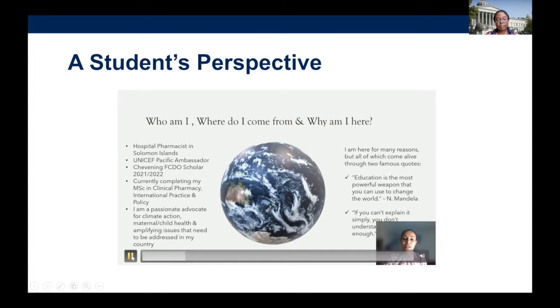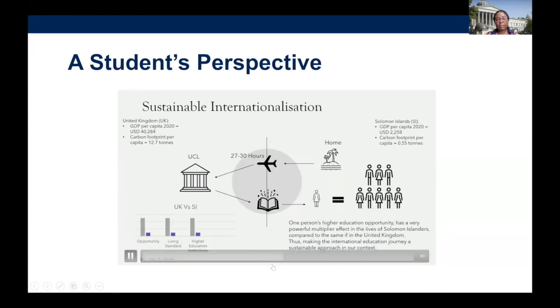Outside of my profession, I am a very passionate advocate on climate action, maternal and child health, and generally in amplifying issues that need to be addressed in my country. Sustainable internationalization, in my view, looks roughly like this. Please know that these illustrations are not up to scale, but paint the picture that I am trying to portray.